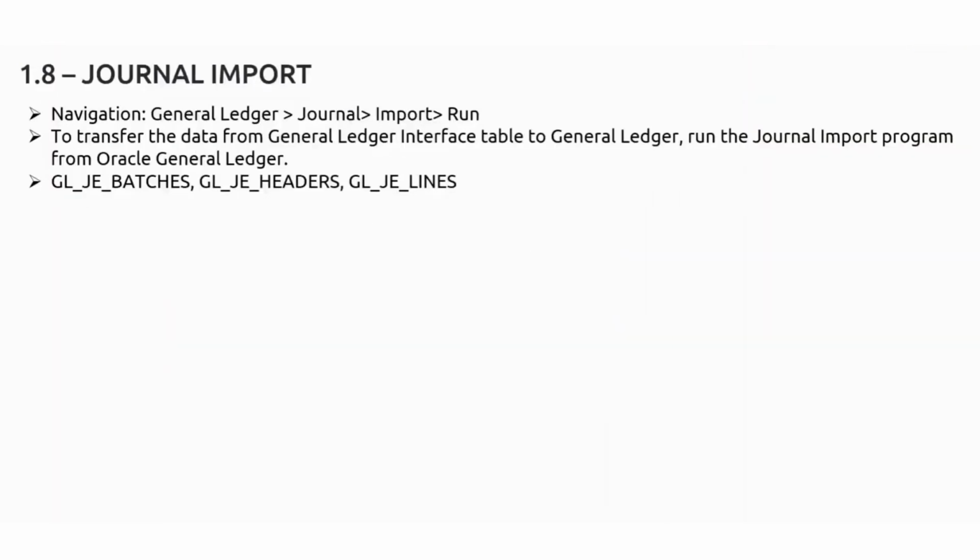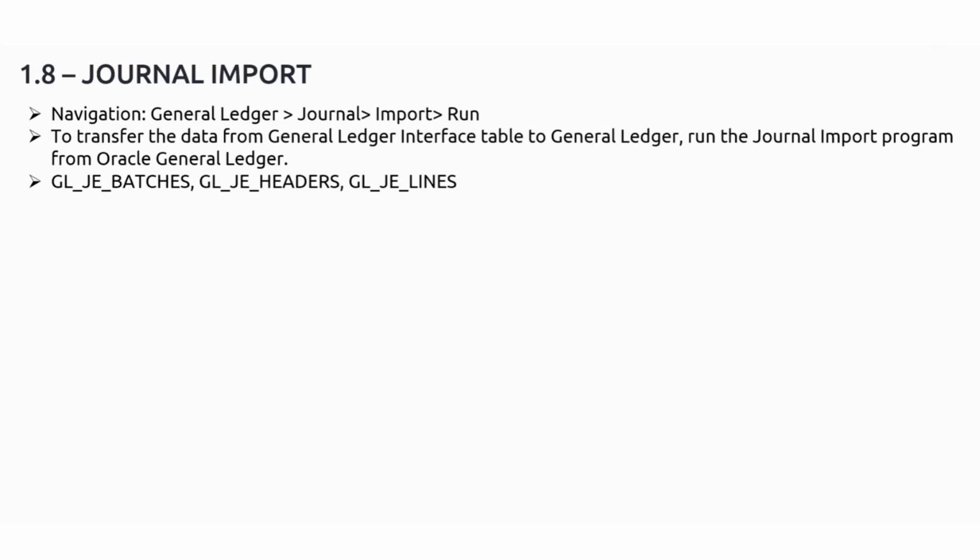Then we have another step called journal import. Now consider all your data has moved to the general ledger interface table. But to move it to the base tables, you have journal import, which will transfer the data from the general ledger interface table to their base tables and create the journals. One journal can have multiple orders, transactions, debit memos, credit memos, and receipt transactions. So everything will come into journals.